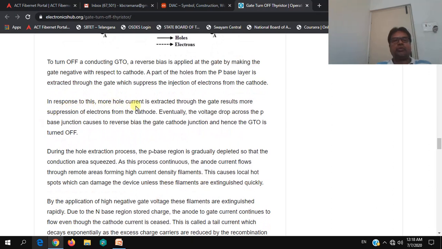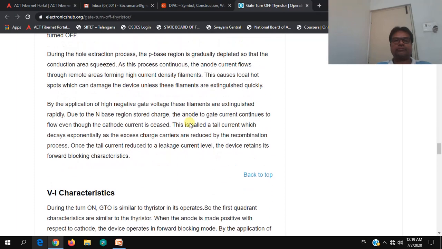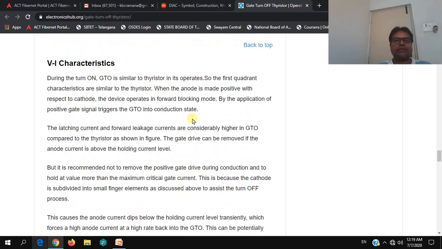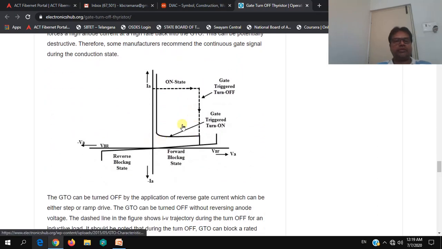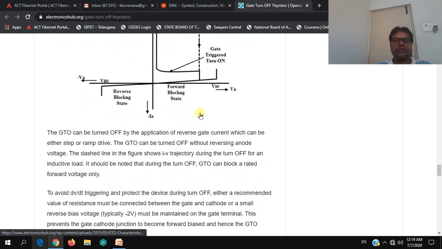In response to this, more hole current is extracted through the gate, resulting in more suppression of electrons from the cathode. Eventually, the voltage drop across the P base junction reverse biases the gate-cathode junction and hence the GTO is turned off. The same thing we can call a reverse cumulative action. It is the same for the VI characteristics.